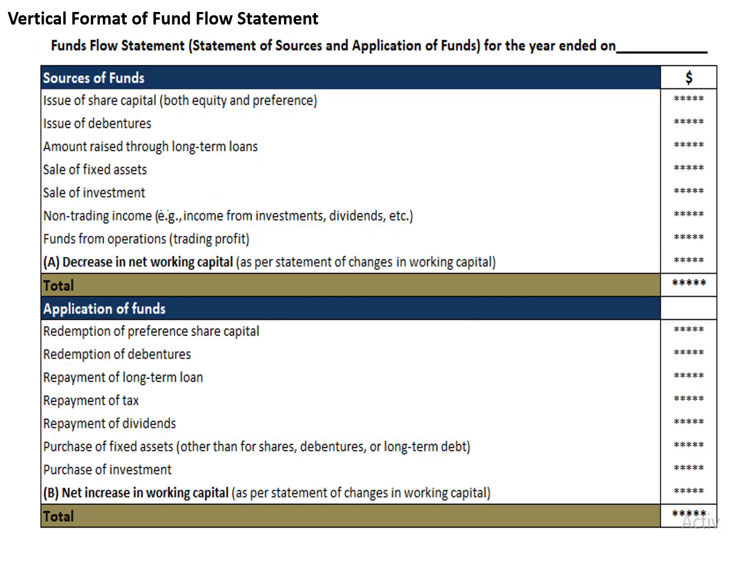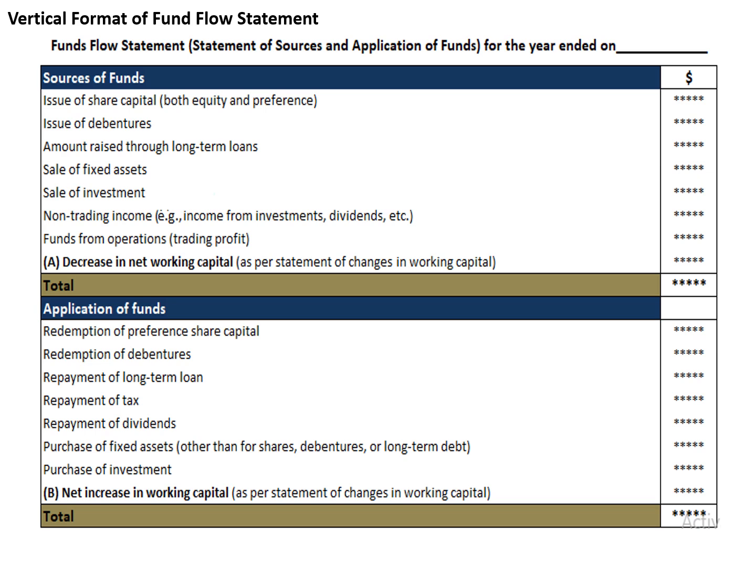Then the format of the fund flow statement. This is the vertical format: sources of funds, then application of funds. Sources of funds means in what way we are going to receive the amount. That is issue of share capital, issue of debentures, amount raised through long-term loans, sale of fixed assets, sale of investment, non-trading income, for example income from investment, dividend, etc. Fund from operation.